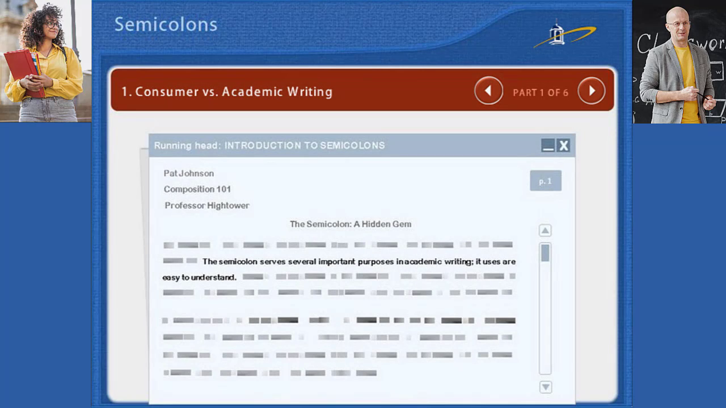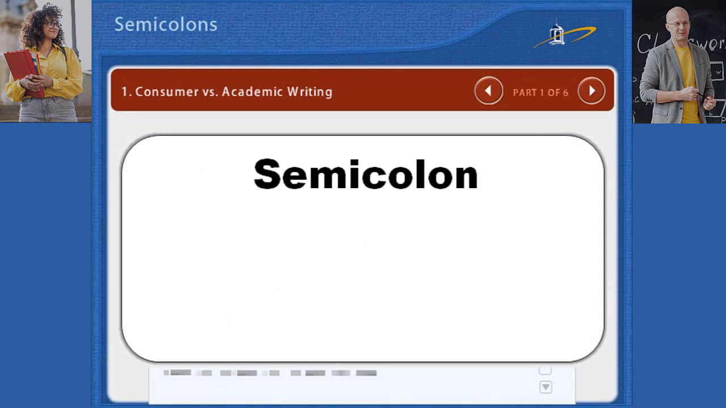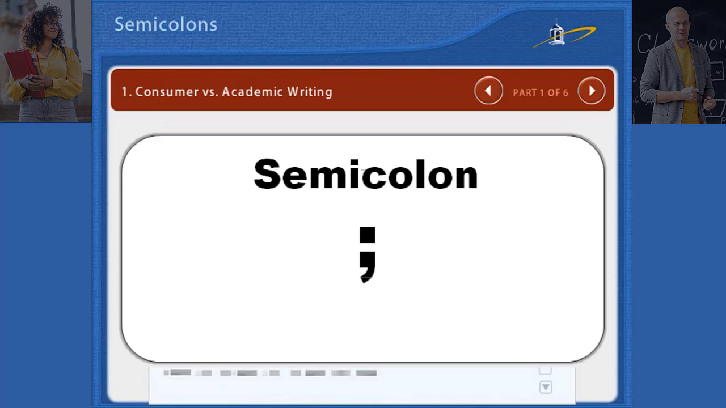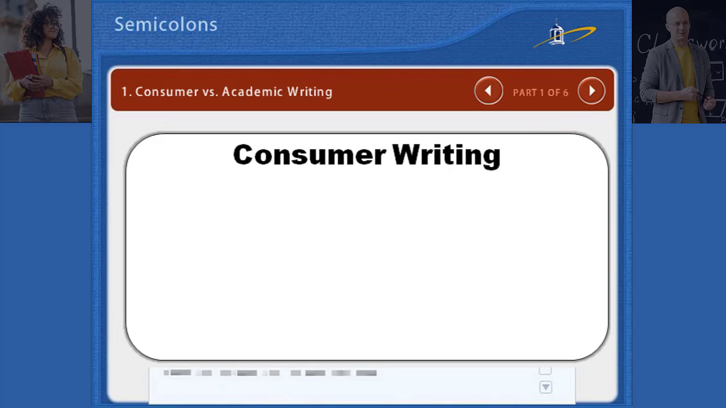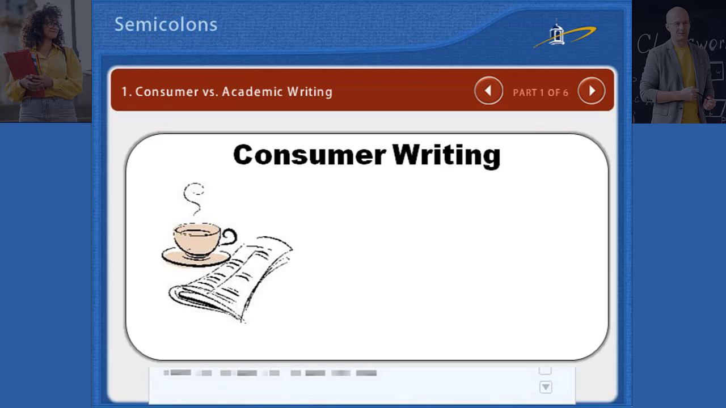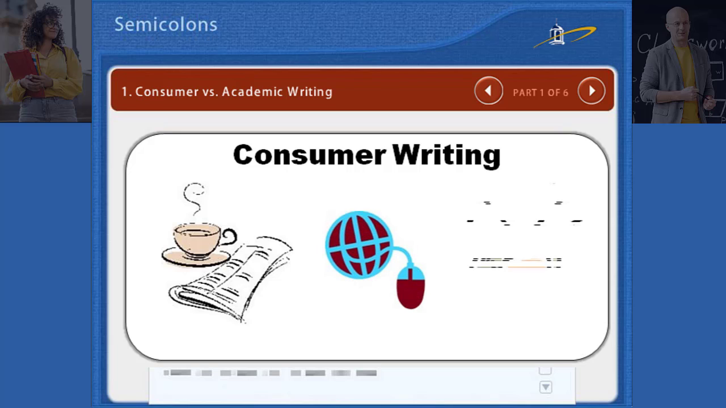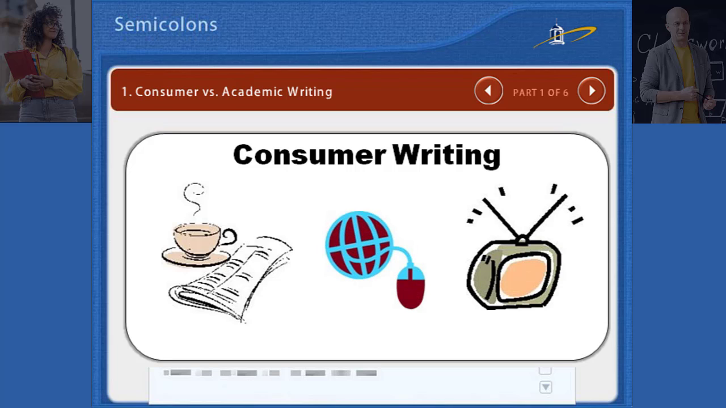Okay, let's get started on a lesson on the semicolon. Any questions? Yeah, why are we studying the semicolon if I never see it used? Fair question. And you're right, you rarely see the semicolon in popular writing, such as magazines, newspapers, on the web and TV. That's because of length. Length? Yeah, in consumer writing, sentences are rarely long enough to need a semicolon.